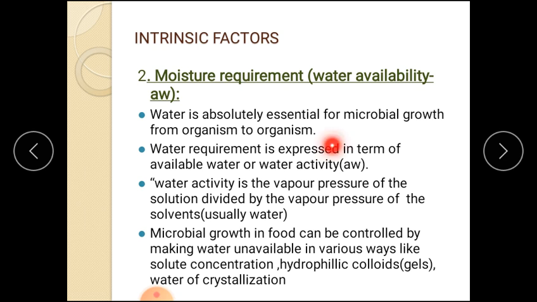Before going to water activity, you should know what we mean by solution and solvent. If water is mixed with sugar or salt, then it is called a solution, and if it is pure water, then it is called a solvent. Now what is water activity? It is the ratio of the vapor pressure of the solution, meaning the sugar containing water, divided by the vapor pressure of the solvent. The ratio of this is known as the water availability.